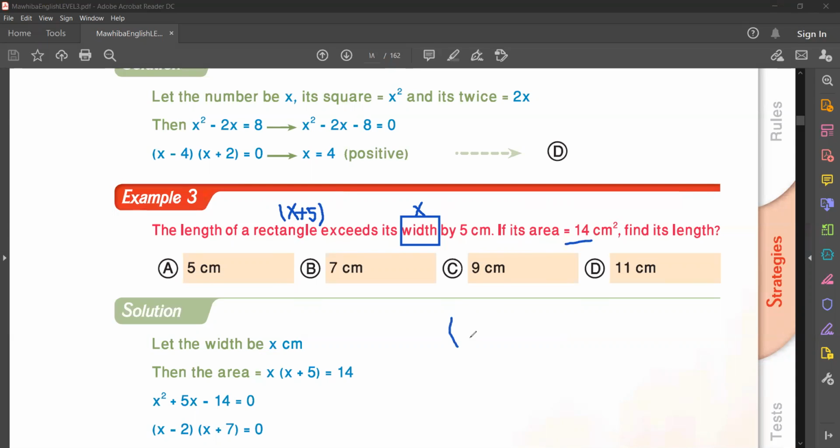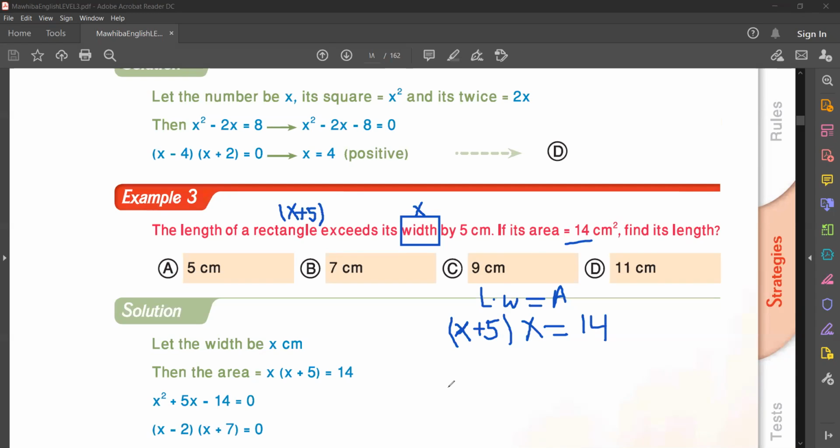Yes, you can multiply width and length to get the area of the rectangle. x plus 5 is the length, because the area of a rectangle is length times width, equals area. Then the width is x, and the area that is given is 14.